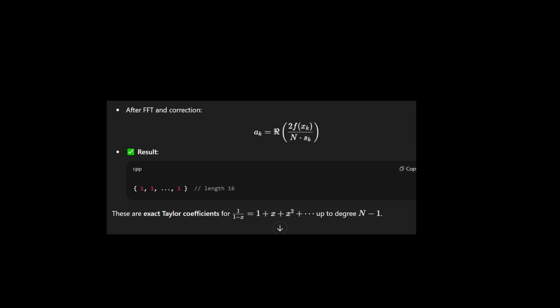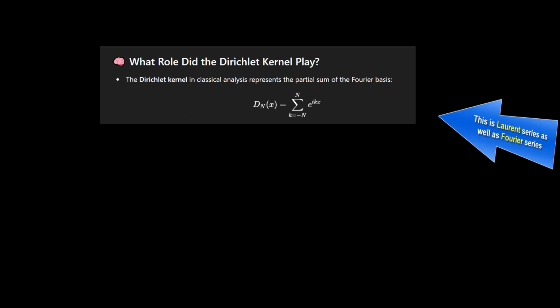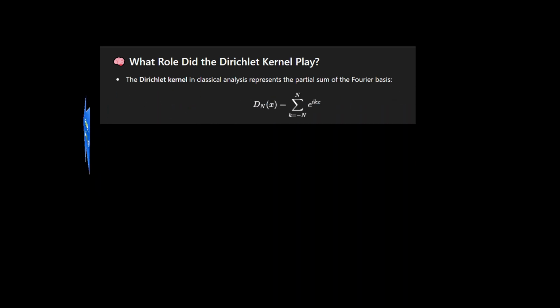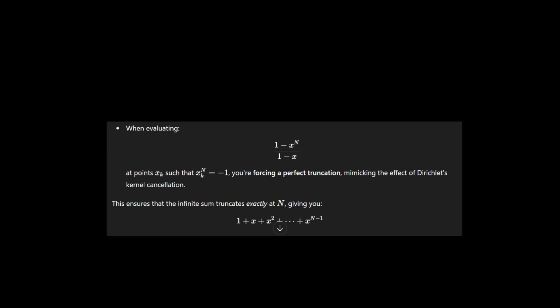These are exact Taylor coefficients for 1 over 1 minus x, equal to 1 plus x plus x squared up to degree n minus 1. What role did the Dirichlet kernel play? The Dirichlet kernel in classical analysis represents the partial sum of the Fourier basis, D_n(x) equals the sum of e to the ikx. When evaluating (1 minus x to the n) over (1 minus x) at points xk such that xk to the n equals minus 1, you're forcing a perfect truncation, mimicking the effect of Dirichlet's kernel cancellation.